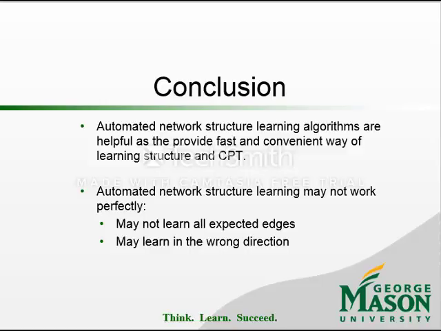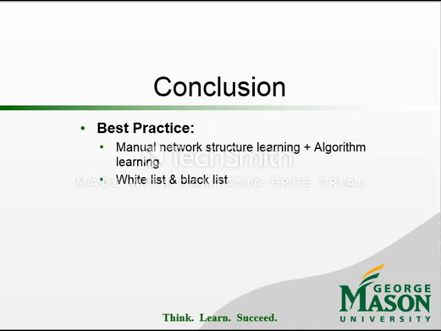The conclusion is that network structure learning algorithms are helpful to provide a fast and convenient way of learning structure. Automated network structure learning may not work perfectly because sometimes they may not detect all edges, or sometimes they learn the wrong direction. So the best practice is combining manual network structure learning and algorithm learning together, using the whitelist and blacklist, and using expert input as a reference.